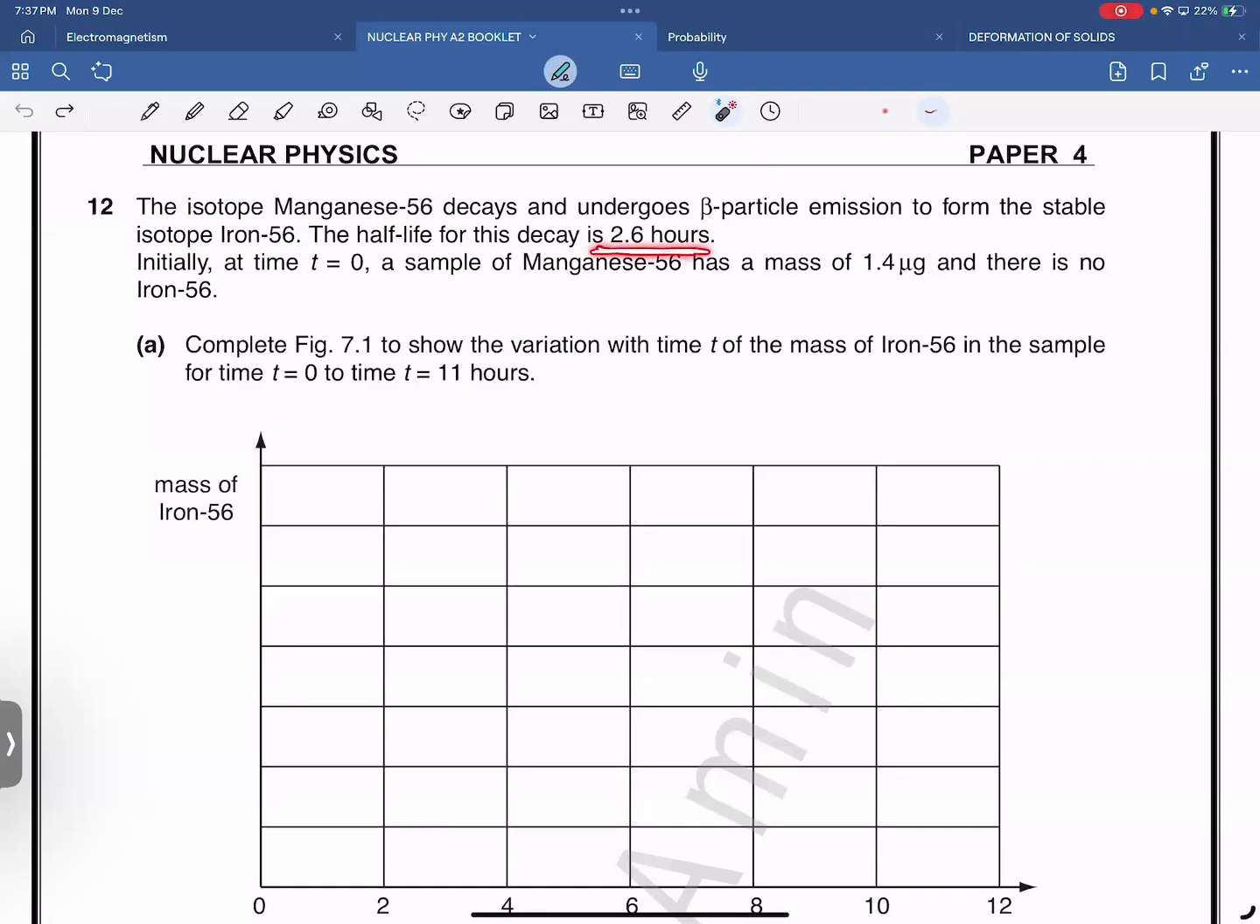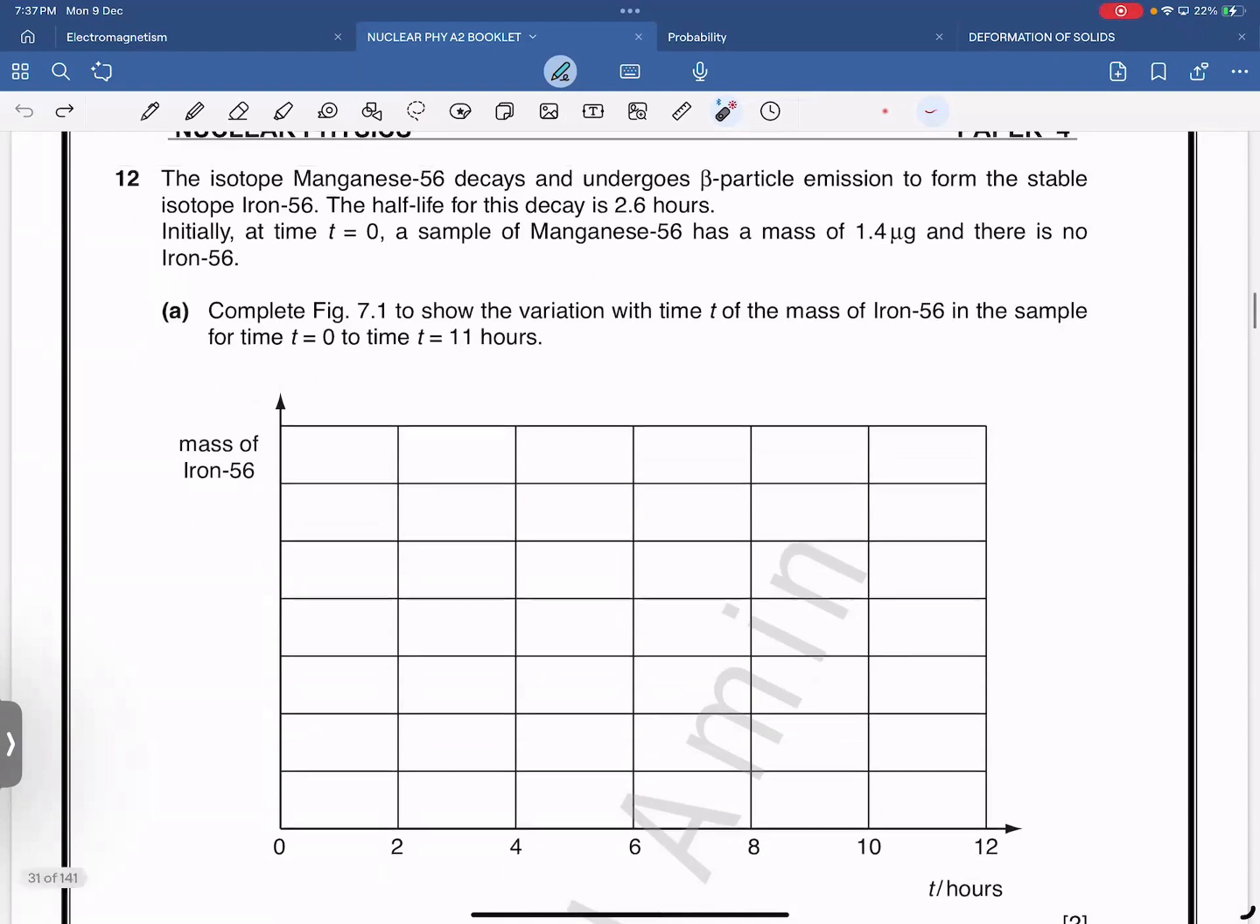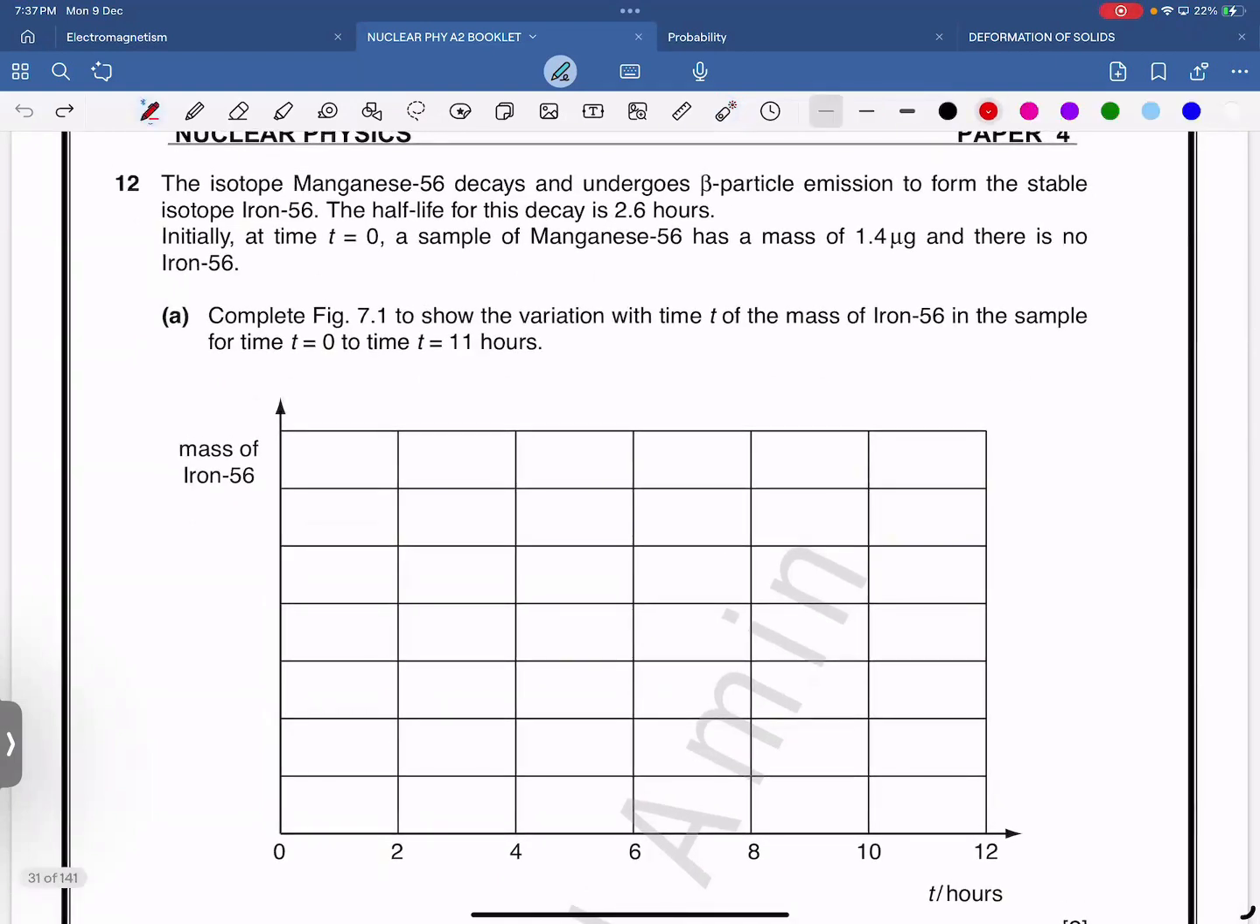Half-life is 2.6 hours. Initially at time T, the sample of manganese-56 is 1.4. So this is the initial amount, you can say A naught, or instead of A naught, you can say M naught. Complete the graph for 11 hours, so keep going in half-lives until you reach 11. So initial amount is 1.4, dear students.